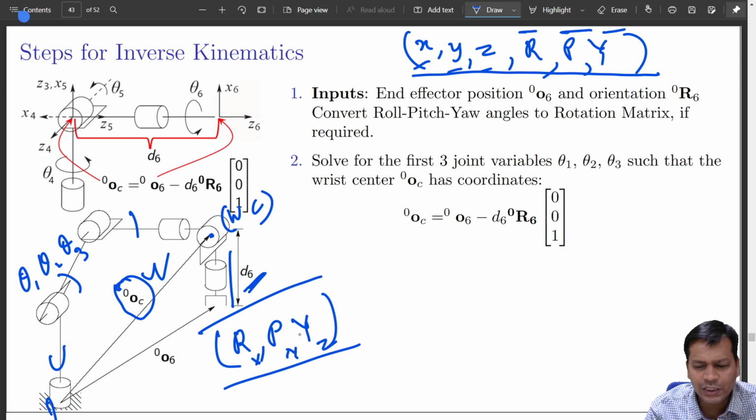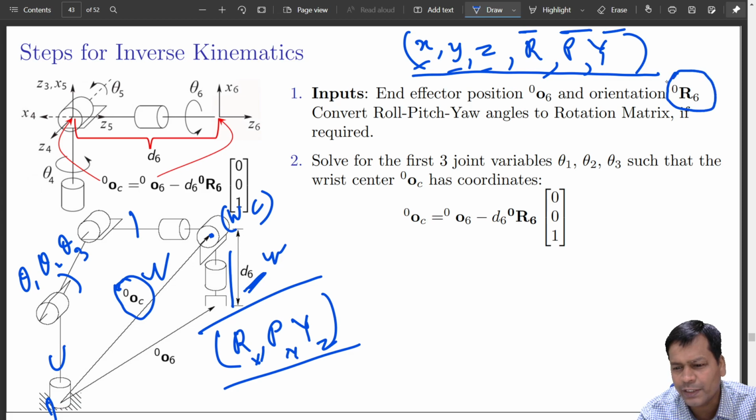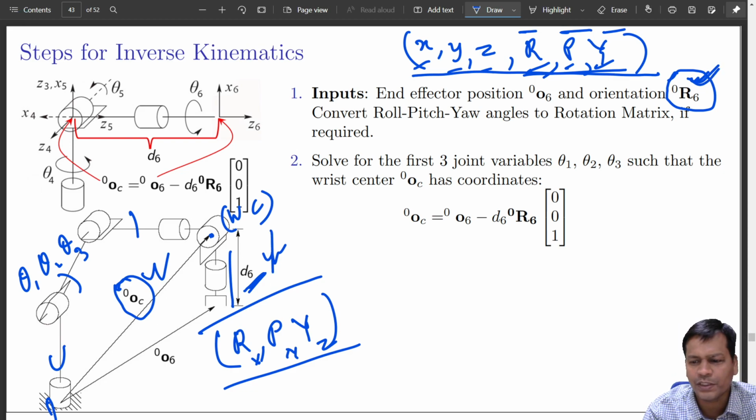So those three rotations, if you just multiply them, you can get the rotation matrix for this, that is 0R6, which is known. That means given roll, pitch and yaw, you can quickly calculate 0R6. Okay, that we have done, the Euler angle RPY solution. So using that you can quickly get the orientation of this.